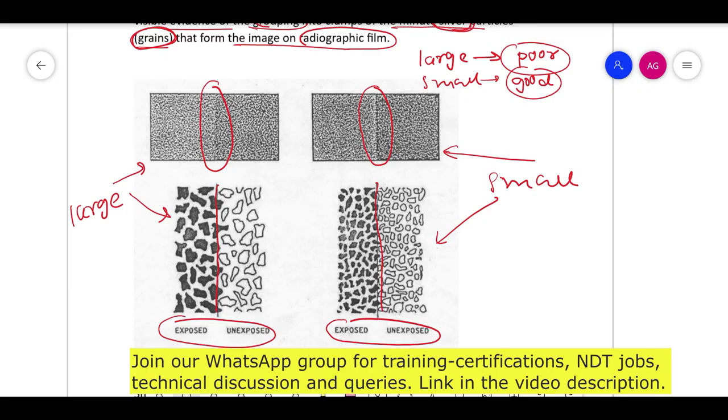So there is a small grain structure. This is actually called slow film. Meaning, it will take more exposure time etc., but the image will give you good definition. Whereas the film on the left side is your fast film. Meaning, the exposure time in it is less and you get the image quickly. This will be called fast film. Whereas in the one on the right side, your exposure time is more. This will be called slow film.